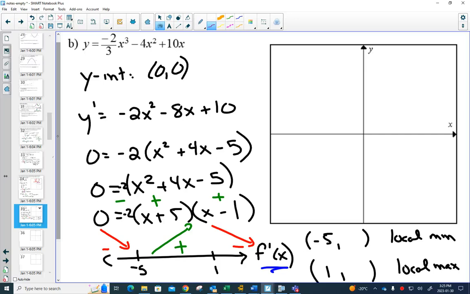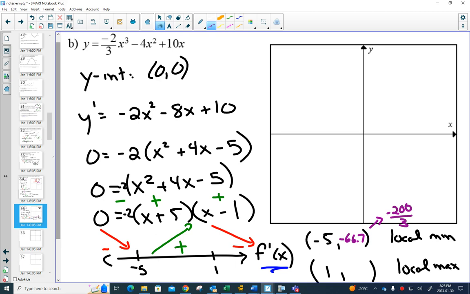so when I plug in negative 5, I got negative 66.67, negative 66.7. That would be an approximation. If you wanted to, you could have written it as negative 200 over 3. Then it's an exact value.